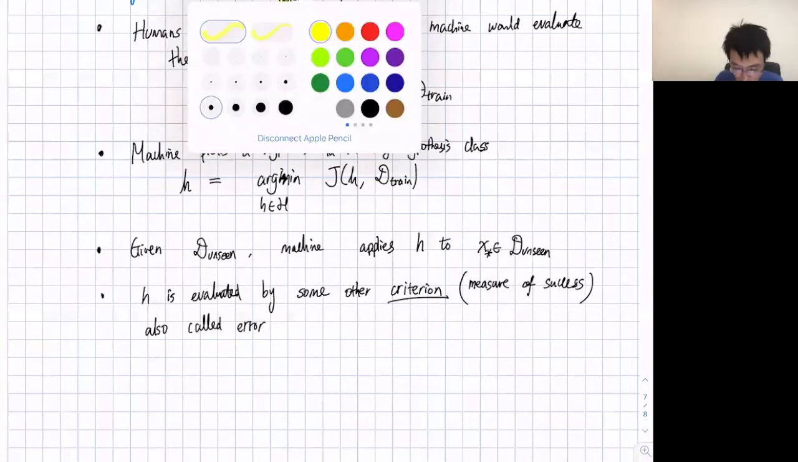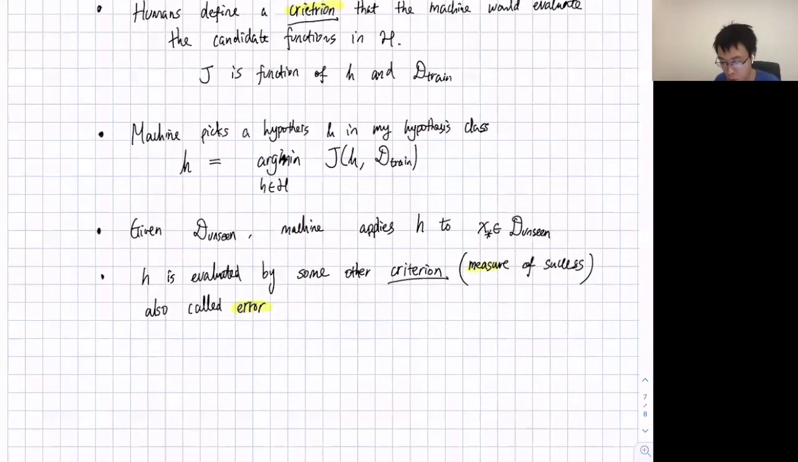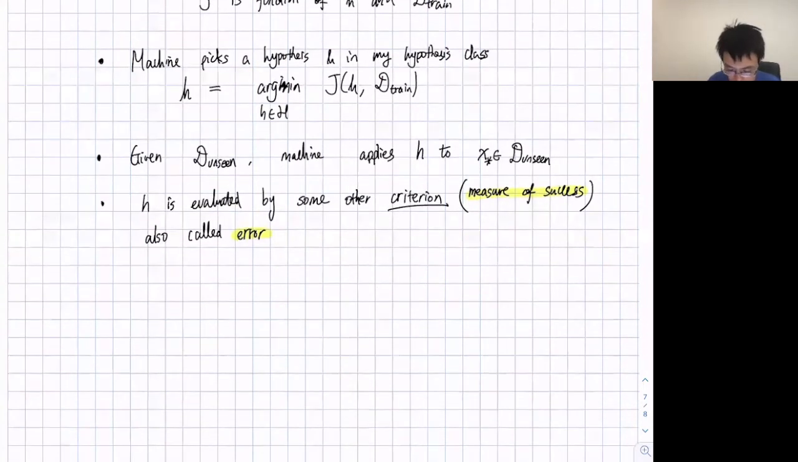Okay, and I plan to use this terminology in this course. In the last term, I used measure of success, but it's confusing whether I should maximize or minimize the measure of success. So now I call it error. Error is a bad thing, so we would like to minimize error, okay? So H is evaluated by some other criteria, which is the error, which is of course a function of H and D unseen. Okay, very good.